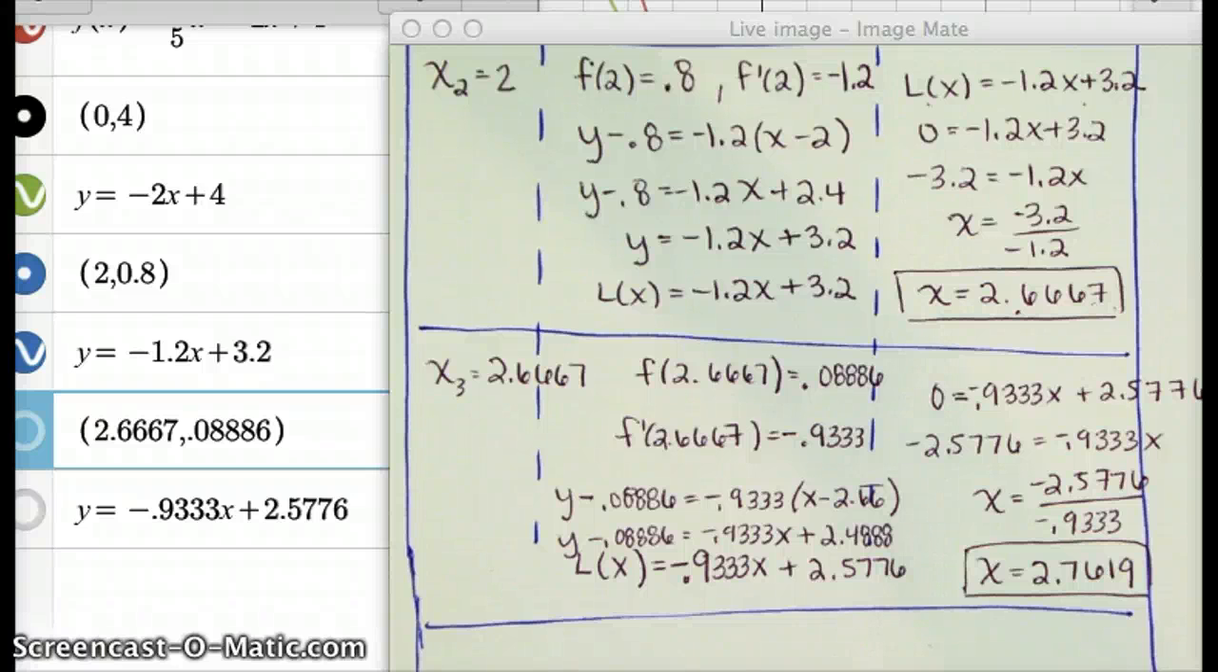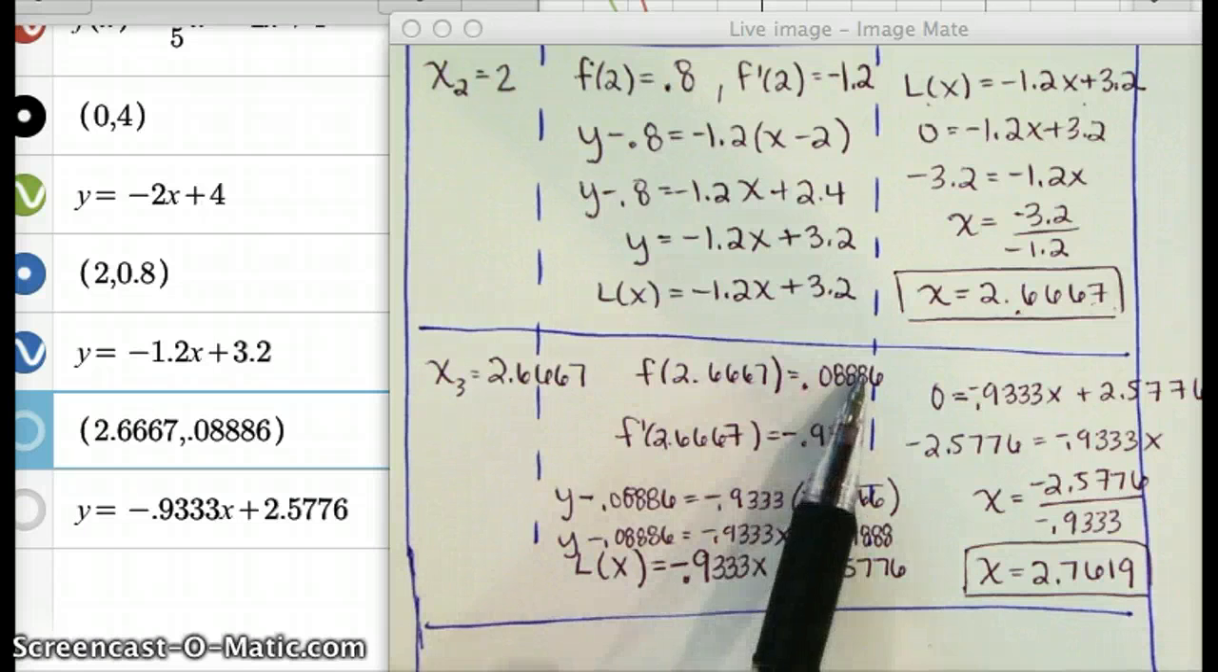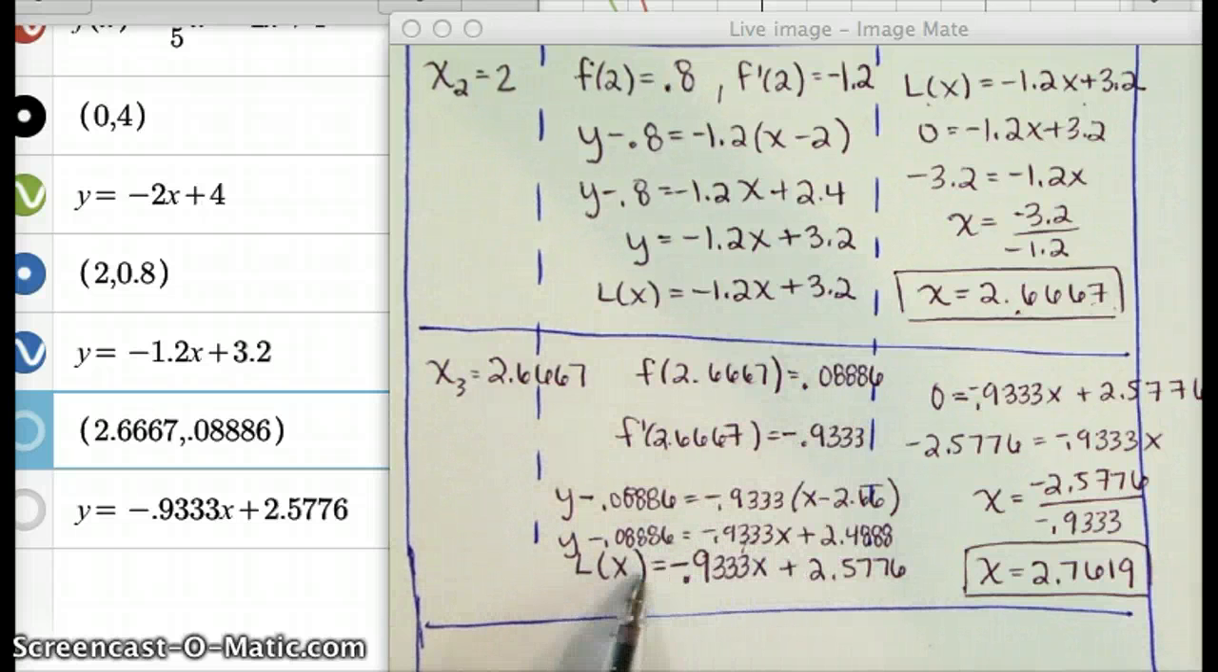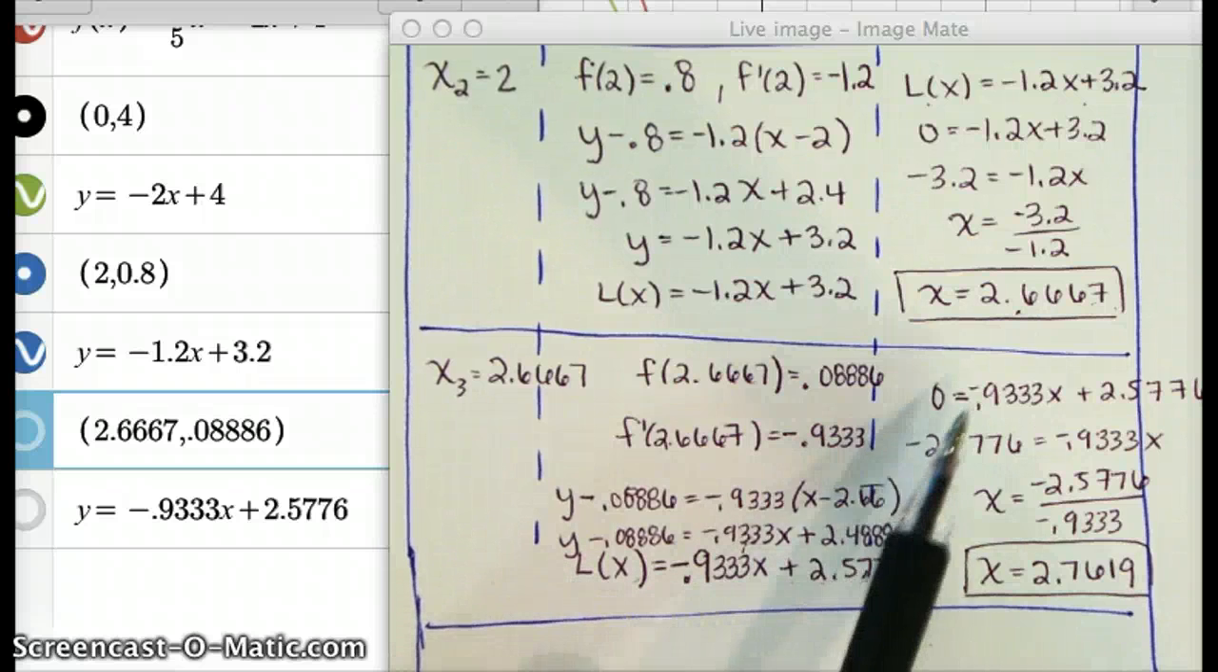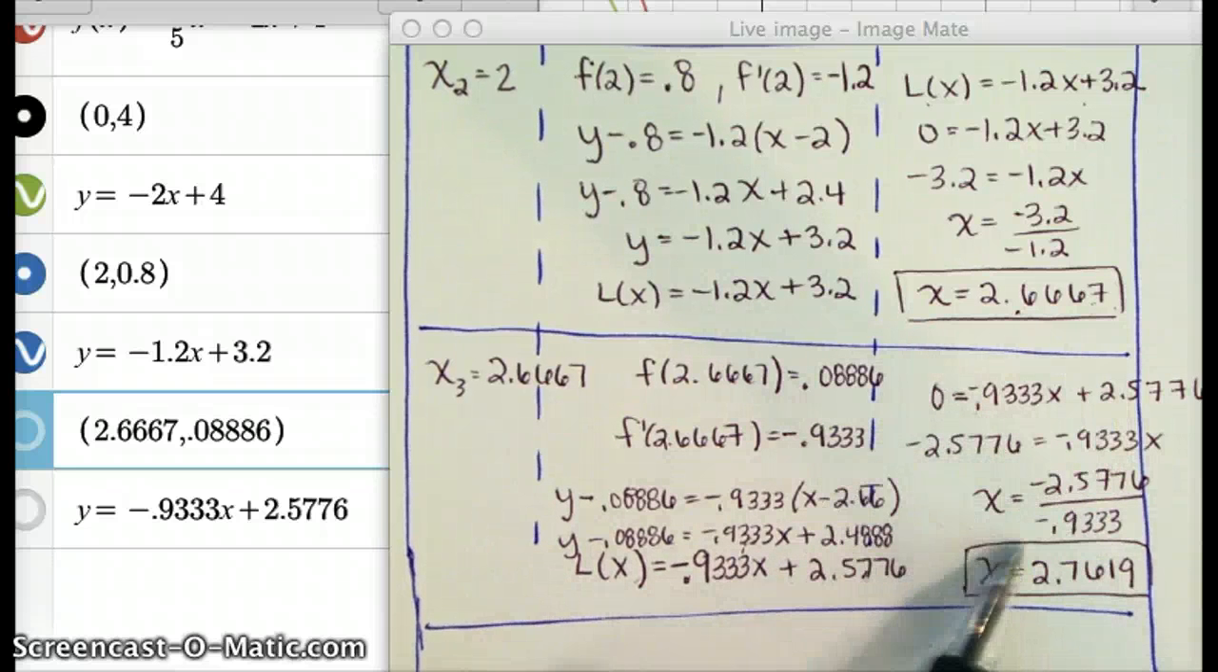So you probably see it gets pretty messy at this third level. I was very careful to keep all my decimals, and here's the linearization that I came up with. Zoom in if you need to. And then when I set that equation equal to 0 to find the root of this third tangent line, I came up with an x value of 2.7619.